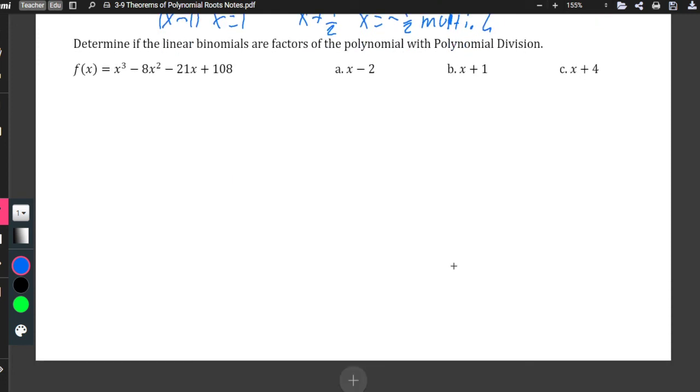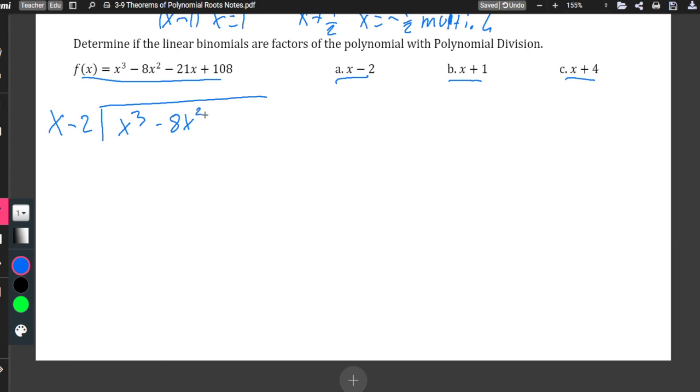So last but not least, we're going to determine if the linear binomial factors that were given here are zeros for this function, or are factors for this function, using long division, or polynomial division. You could use box method or long division, whichever method works for you. For these, I'm going to use long division, just because I think it works nicer for me. So we'll have x cubed minus 8x squared minus 21x plus 108.